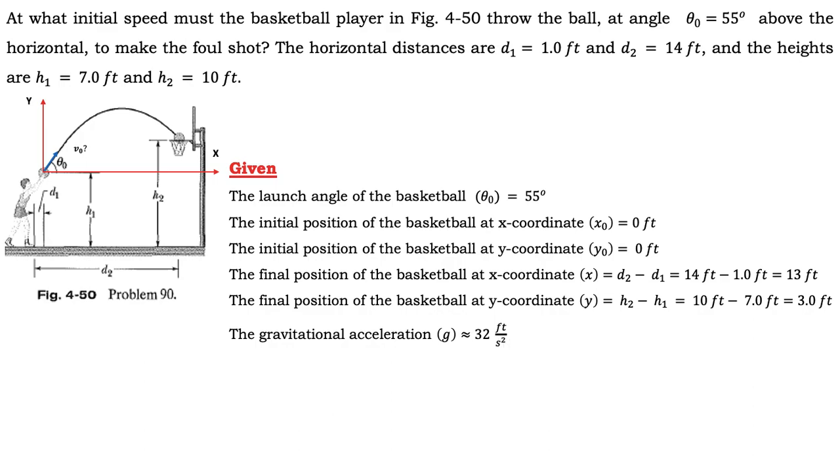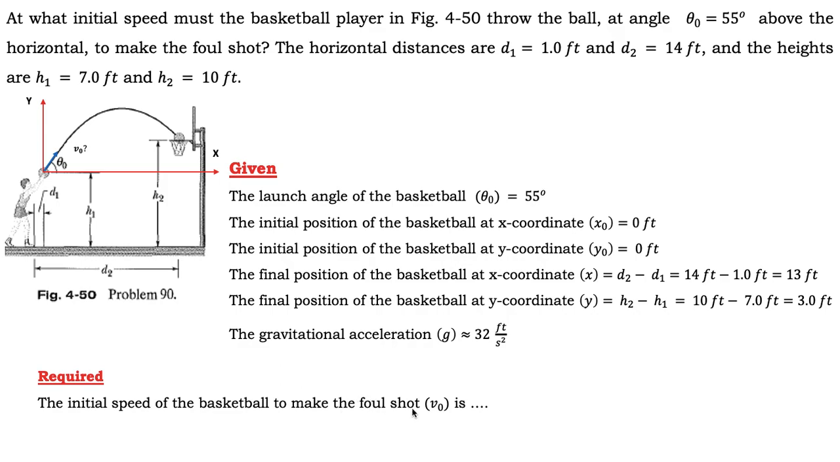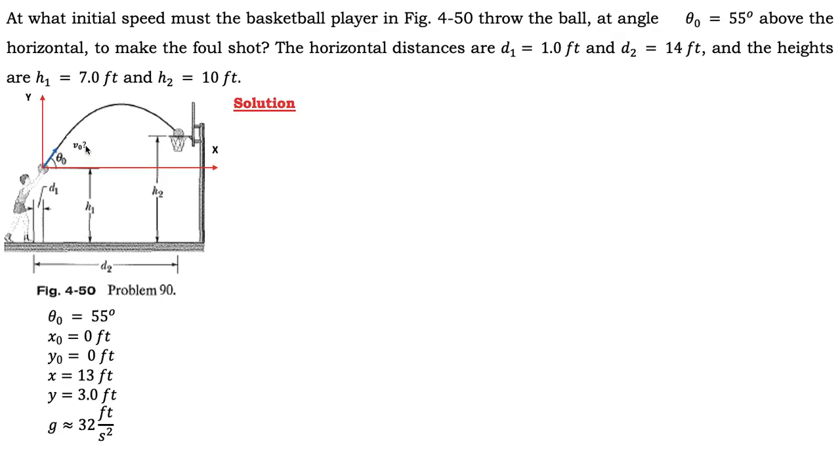Then we identify what is being asked in the problem and write it down as required. The initial speed of the basketball to make the foul shot, v null, is... Solution.